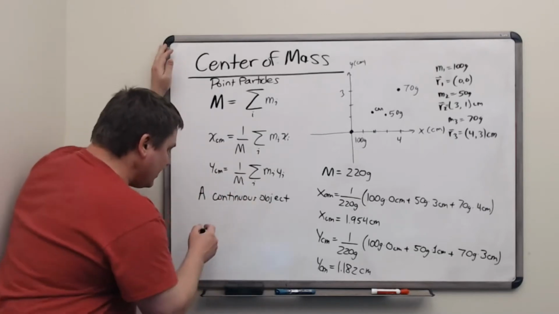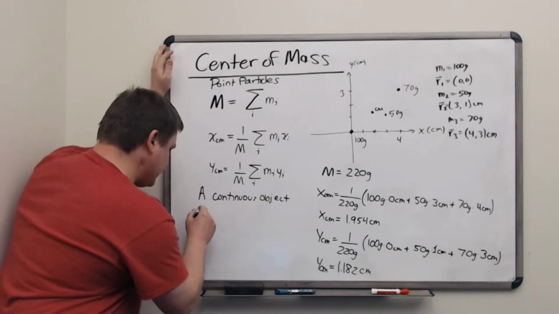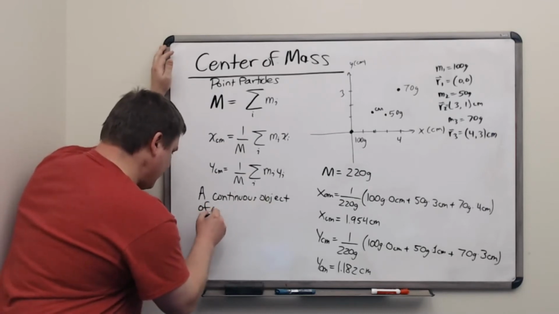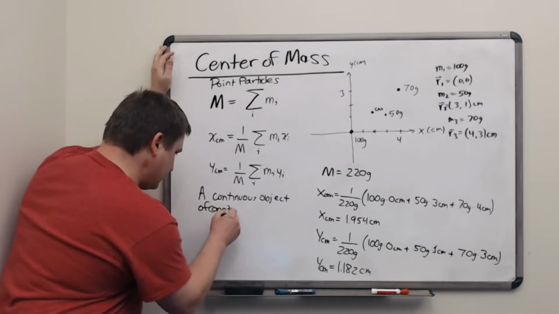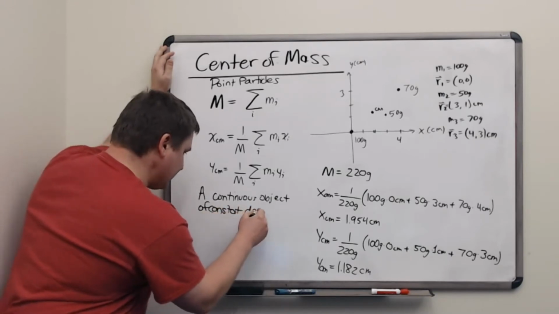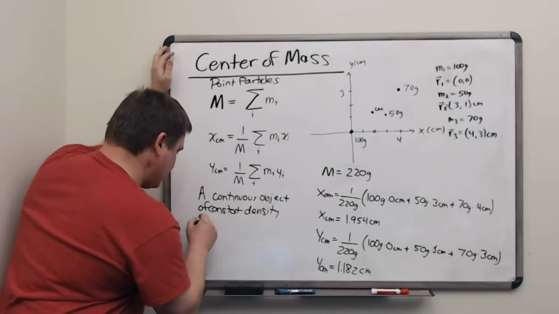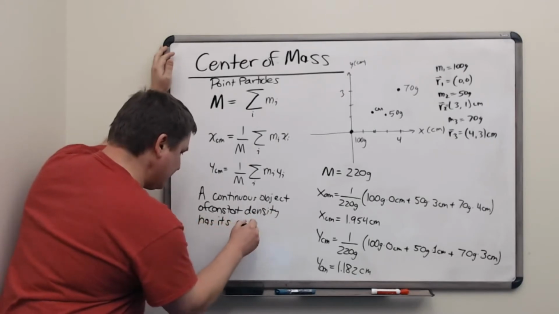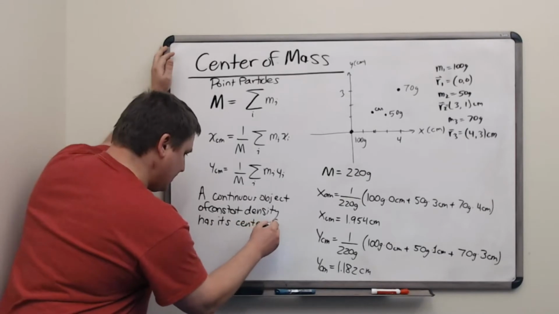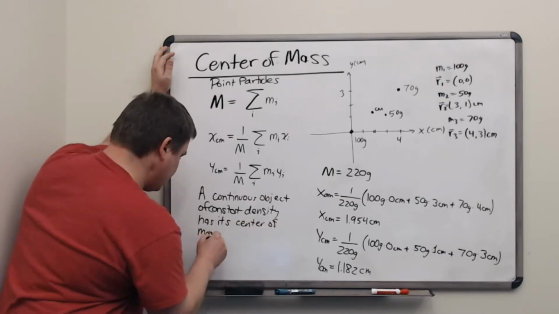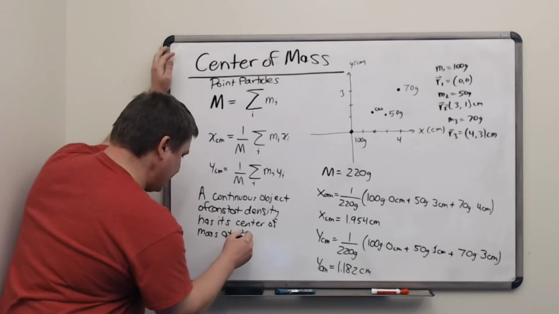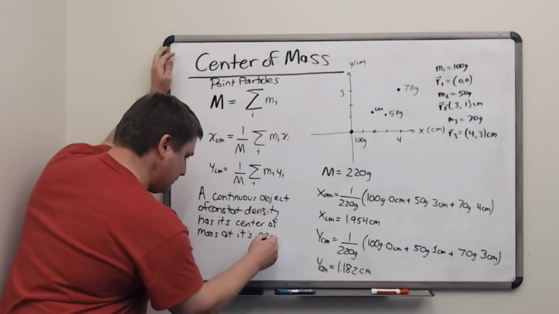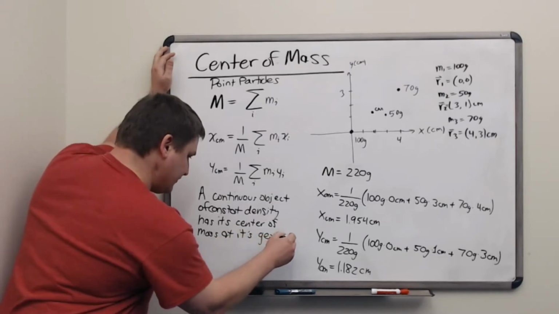So let's write this out. A continuous object of constant density has its center of mass at its geometric center.